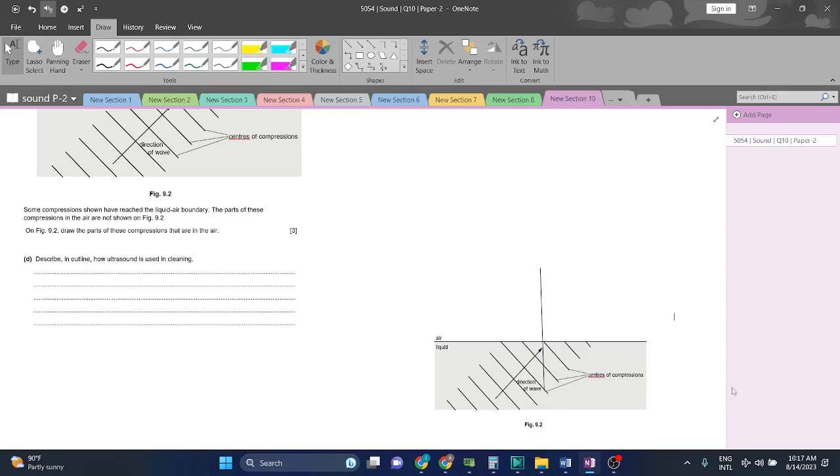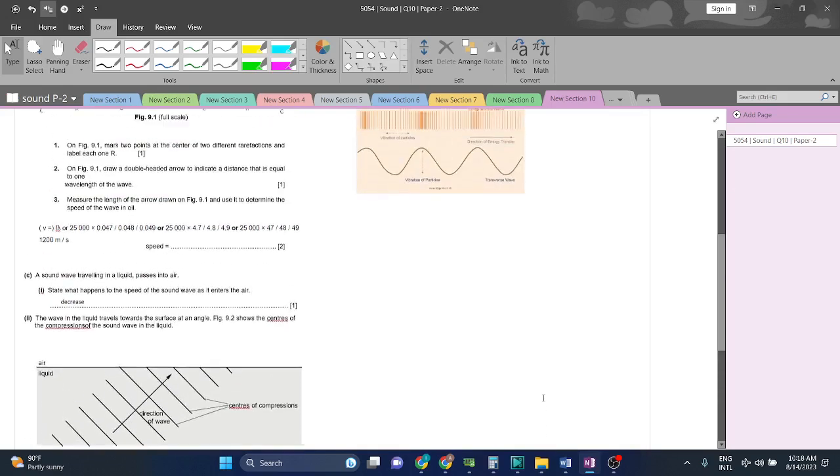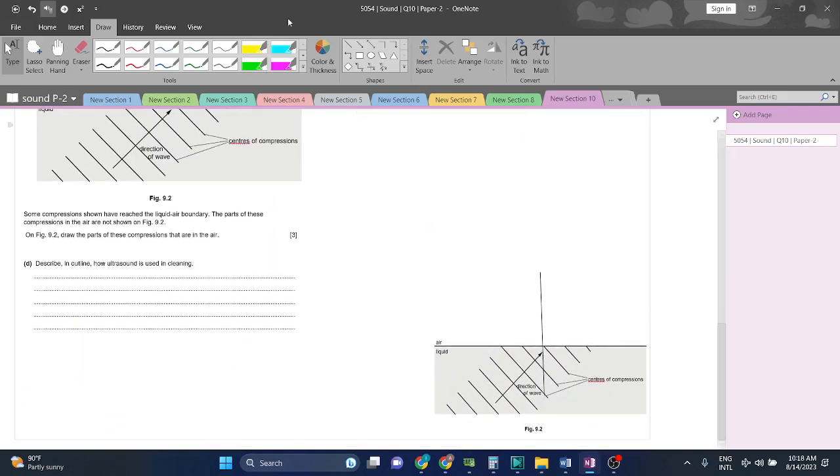अब नॉर्मल से वेव क्या करेगी? What will it do? Will it go away from the normal, or will it come closer to the normal? बताएं. Since the speed is decreasing, it will come closer to the normal. ठीक है ना? It will come closer to the normal. और अगर हम इस हिसाब से waves बनाएं, the wave fronts, तो it will look something like this.